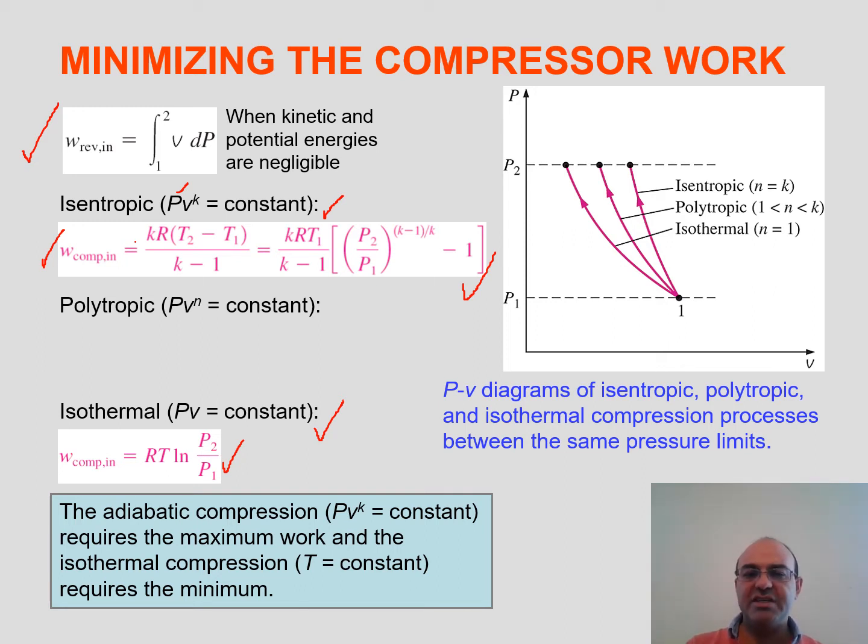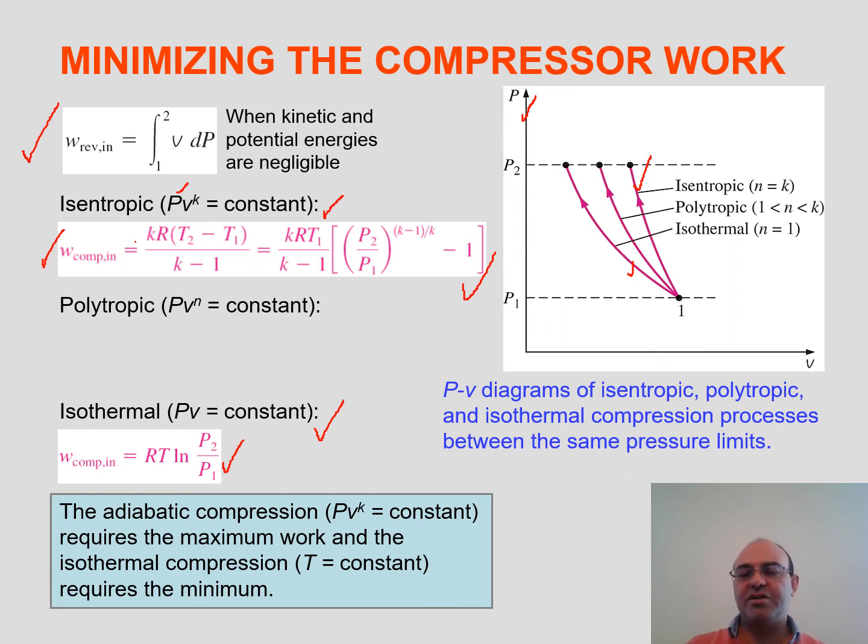If we show these functions on a PV diagram here, P as a function of specific volume, if we show these processes between P1 and P2, we see this kind of relationship. So for an isentropic process, this curve represents the process, and then for isothermal, the inner curve, and then for a general polytropic process, the one which is in between.